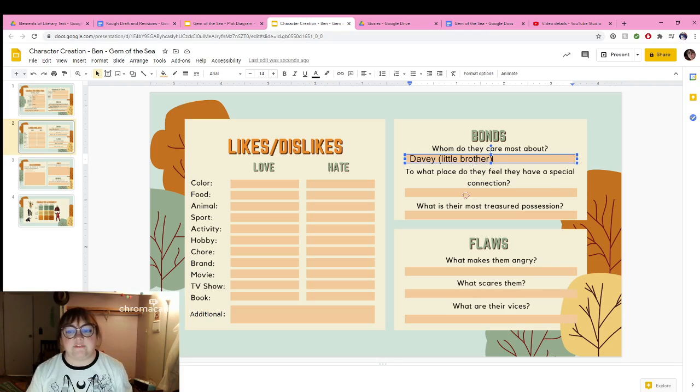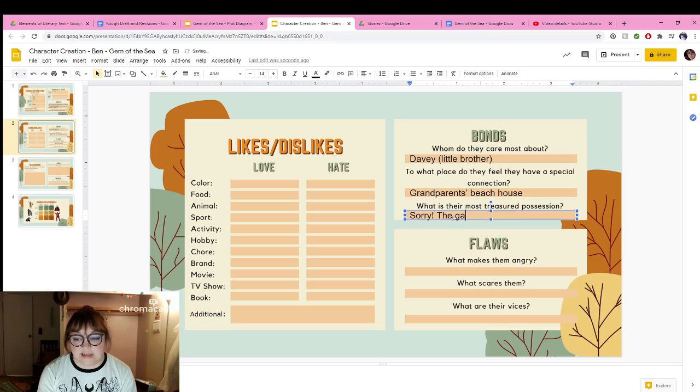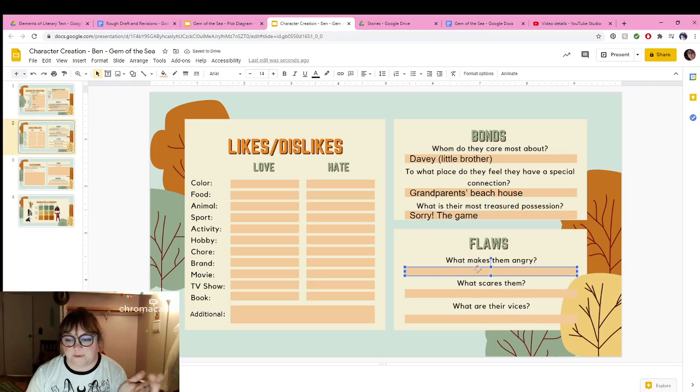So to what place do they feel they have a special connection? Grandparents' beach house. He loves that place. What is his most treasured possession? I don't really know if I have anything on here. I'm going to say Sorry, the game, because they mentioned it, but I don't think it's his most cherished possession. But I'll put that in there just for now.